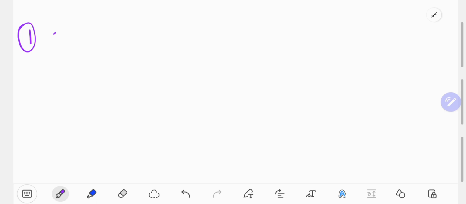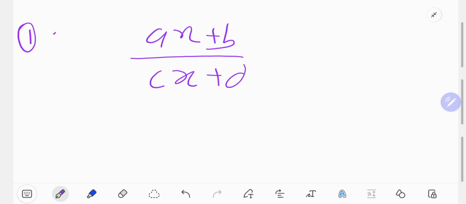Whenever you want to resolve any fraction into partial fractions, the first thing you're supposed to check is that the fraction you are being given is a proper fraction. How do you check whether the fraction is proper or improper? Because it's a fraction, you'll be given an expression at the numerator side and another expression at the denominator side. Let's say we have ax plus b all over cx plus d.